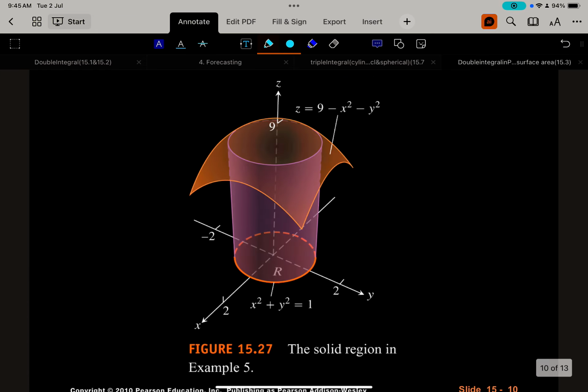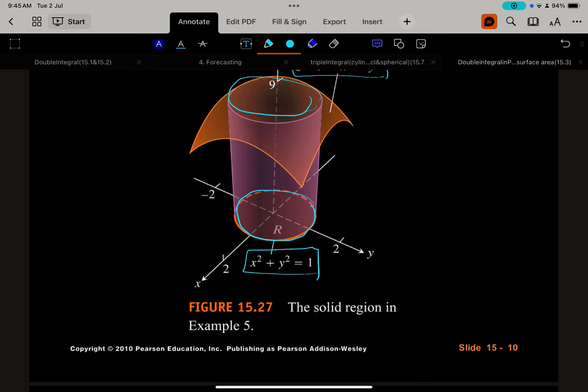And now we see here that we have solids. This is a solid, and it's also a cylinder. We have our circle, and we have a variable value of z, and so this is also a surface. So maybe we can find the volume under the surface bounded by the region x squared plus y squared equals 1.